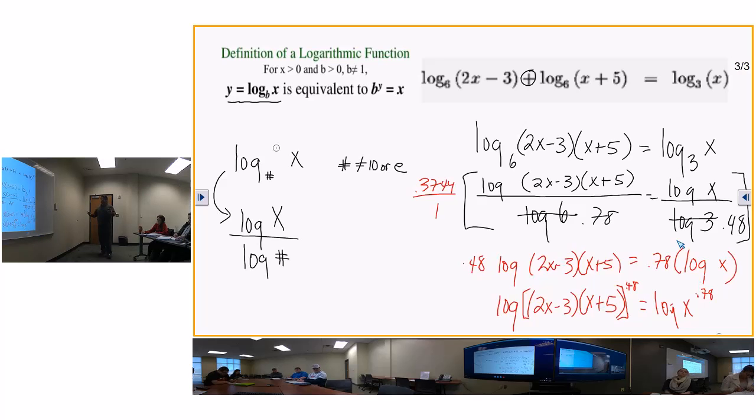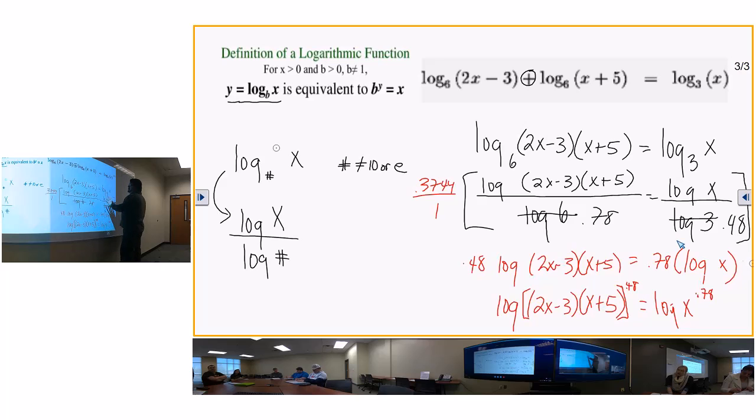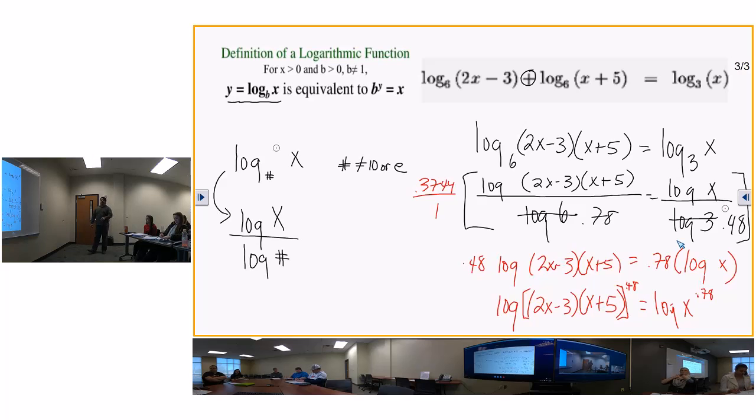And now you can actually say, since the logs are the same base, then you can set both of them equal to each other. So that's 2x minus 3 times x plus 5 to the 0.48 is equal to x to the 0.78. And we're just going to leave it there because I'm just trying to show you how these can be rewritten and you can actually solve them. Okay? I'm going to pick a whole lot better questions. That's not a good question. I knew when I saw it it wasn't a good one, but that's basically how you do that.